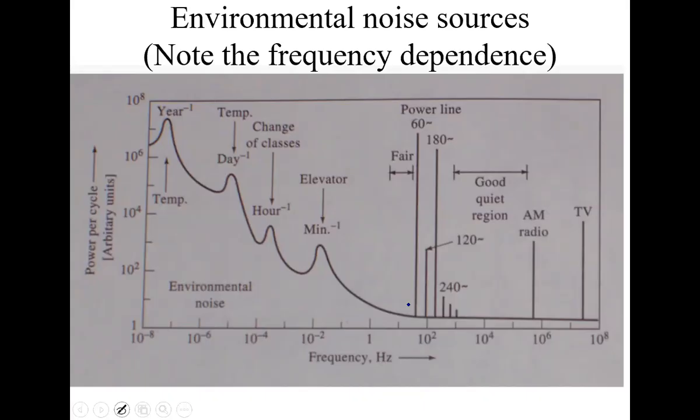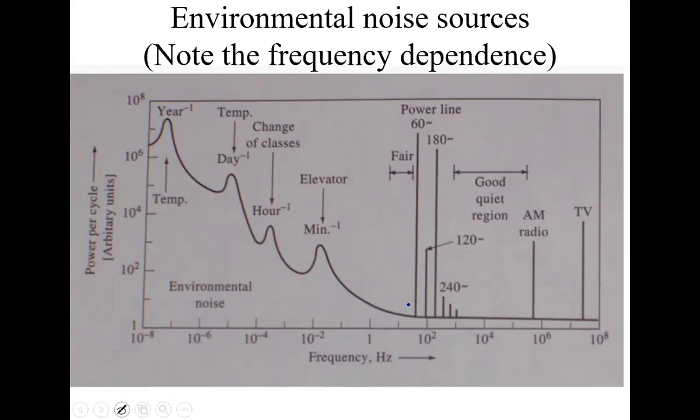So you see a spike here per minute. He says this is an elevator. During those times, there is noise from the elevators. Right here per hour, change of classes, the instrument picks up some noise. Here, temperature fluctuations per day, you have noise there. Then per year temperatures. So this is environmental noise.